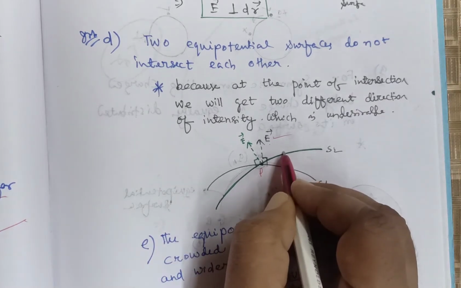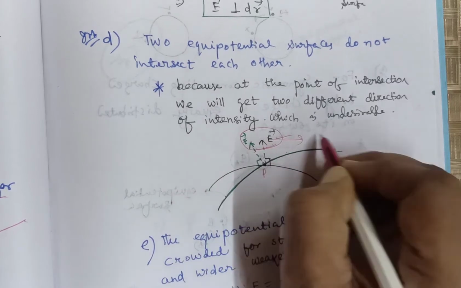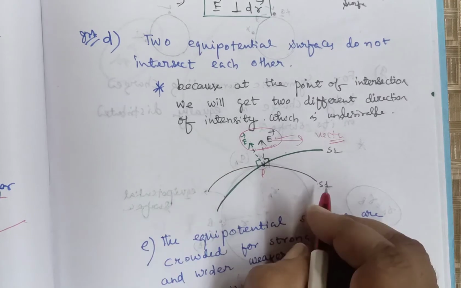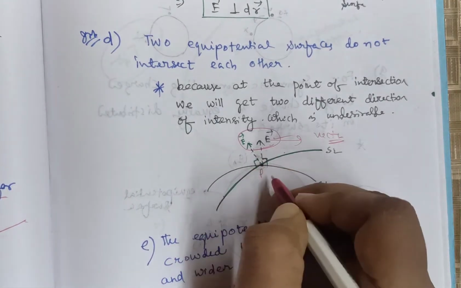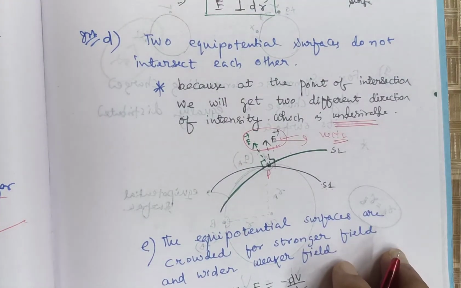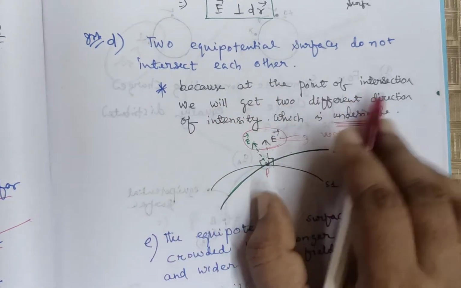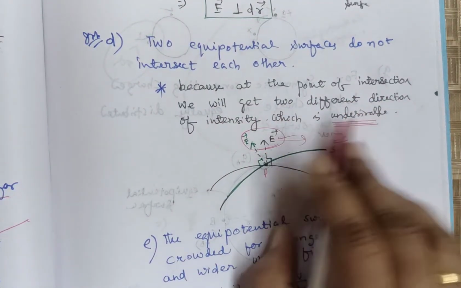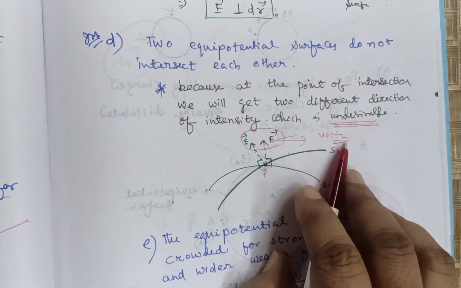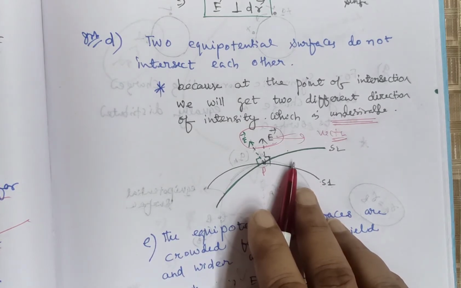Because for two surfaces, two perpendiculars are there. As electric field intensity is a vector quantity, it should have a unique direction. That means a single direction. But here we are getting two directions. That is impossible, or we can say it is undesirable. So two equipotential surfaces do not intersect each other. Why? Because at the point of intersection, we are getting two different directions of intensity, which is undesirable for vector calculation. That's why two equipotential surfaces do not intersect each other.